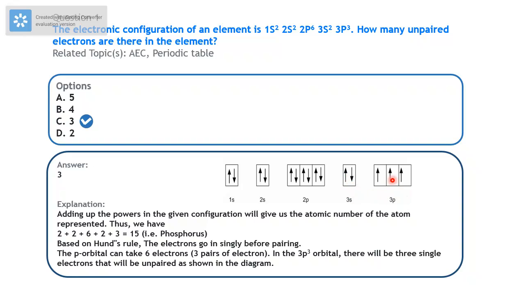But if you look at 3p here, this p orbital can take 6 electrons. It has 3 suborbitals here where those electrons can be paired. But as you can see here, these 3 electrons are unpaired. They are just single here. So this element that has been mentioned has 3 unpaired electrons.